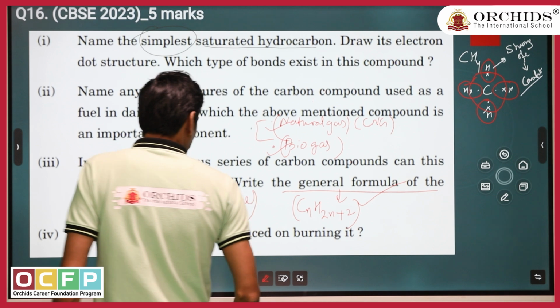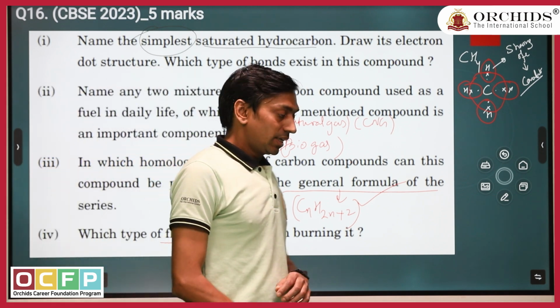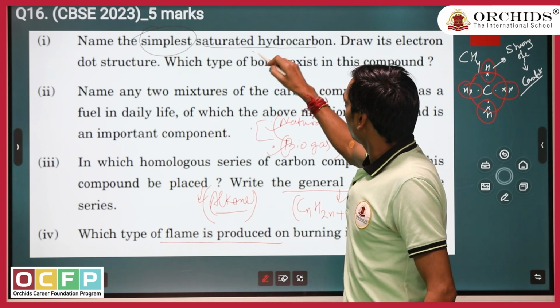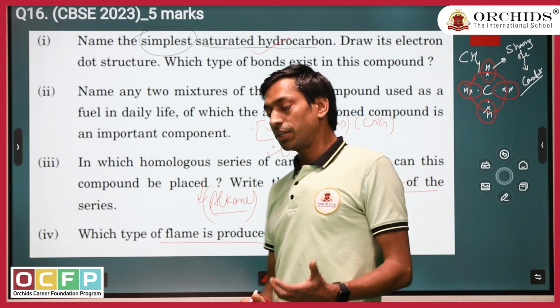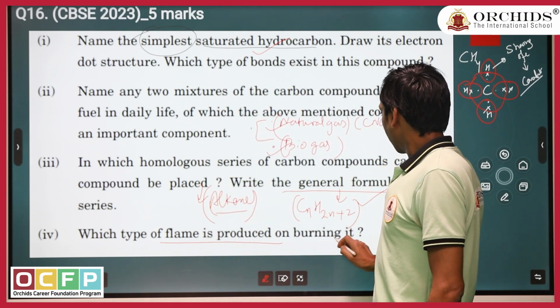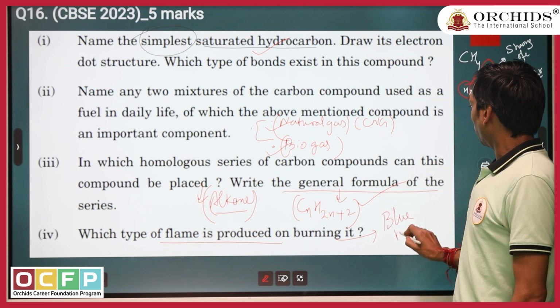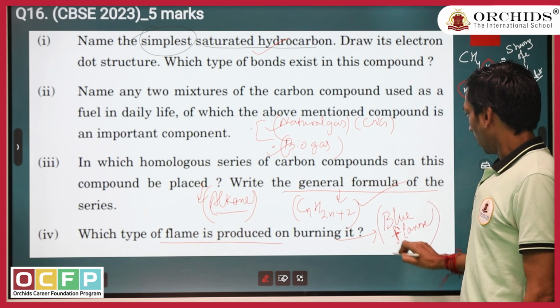Next question, which type of flame is produced? As we already discussed in the previous question in the case of hydrocarbons, this is a saturated hydrocarbon. Saturated hydrocarbons undergo complete combustion. Complete combustion leads to the formation of a clean flame, which means a blue color flame.